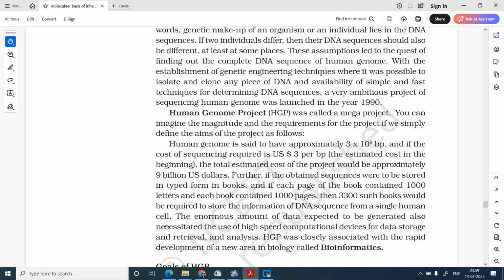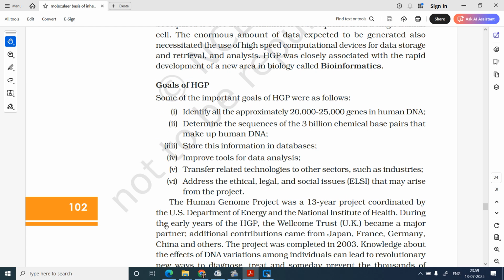The enormous amount of data expected to be generated also necessitates the use of high-speed computational devices for data storage, retrieval, and synthesis. The Human Genome Project was closely associated with the rapid development of a new era in biology called bioinformatics. Goals of the Human Genome Project.